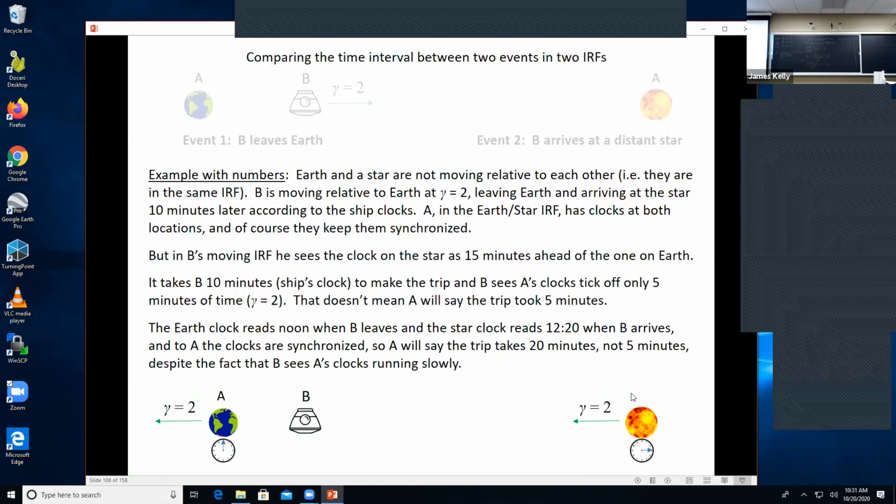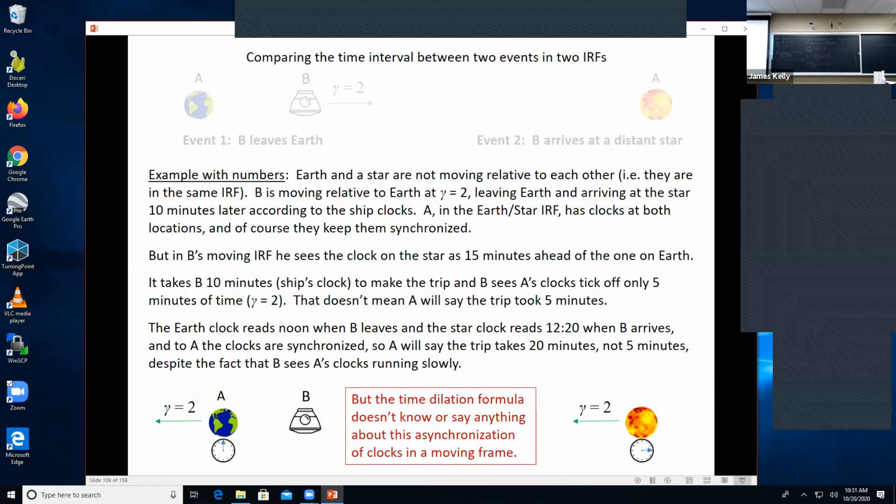This is what I just said. The important thing I was going to say here is that the time dilation formula doesn't know anything or say anything about this asynchronization of clocks in a moving frame. So you have to be careful if you're talking about the time interval between two events. If those two events have two different clocks on them, the time dilation formula, even though those clocks will be running slowly from the point of view of someone zooming by, right?